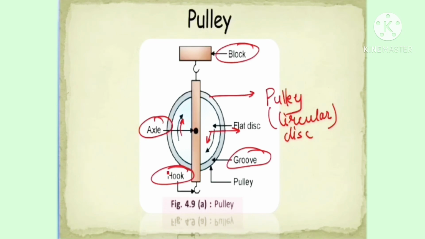Then we have a hook here. Anything you need to rotate or attach, you can attach to the hook. Okay, students, so this is the diagram of various components of a pulley. Now we are going to learn various combinations. Let's say the pulley is used to lift heavy weight. You have already learned in simple machines that simple machines help by changing the direction of force.